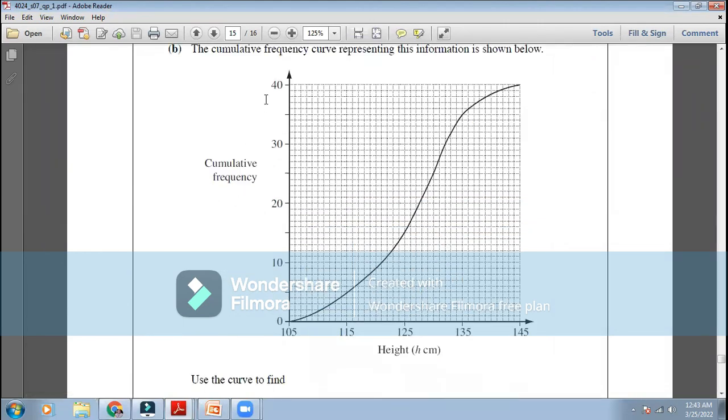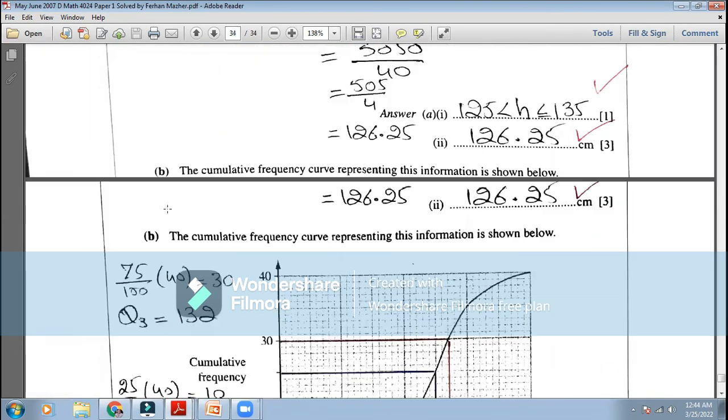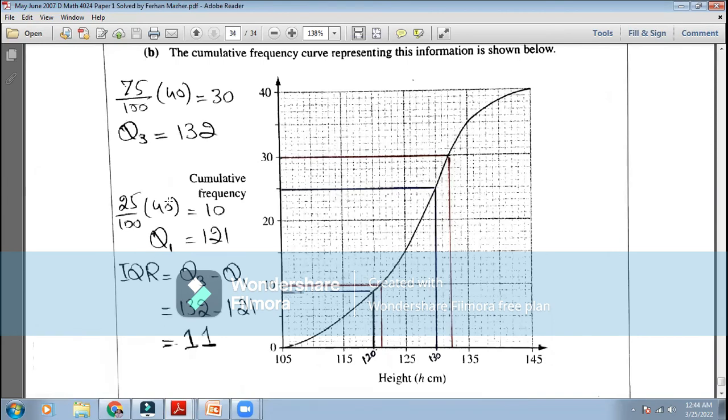So the total cumulative frequency is 40, and 75% will be, I think, 30, and 25% will be 10. So from the cumulative frequency 10, I will go there and check what the x value is. That will be my Q1. And from 30, I will go to the graph and check what the value is. Whatever the value, that will be Q3. Then I will subtract these two values and that will give me the interquartile range.